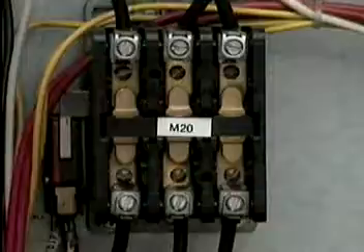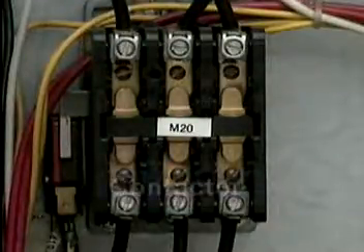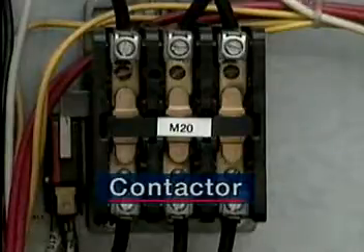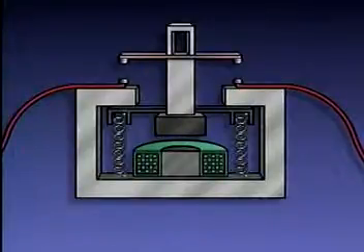One device that is often part of a motor controller is an electromagnetic switch known as a contactor or motor starter. When the contactor is operated, it allows current to pass through the controller to the motor. This is a simplified illustration of one type of contactor.